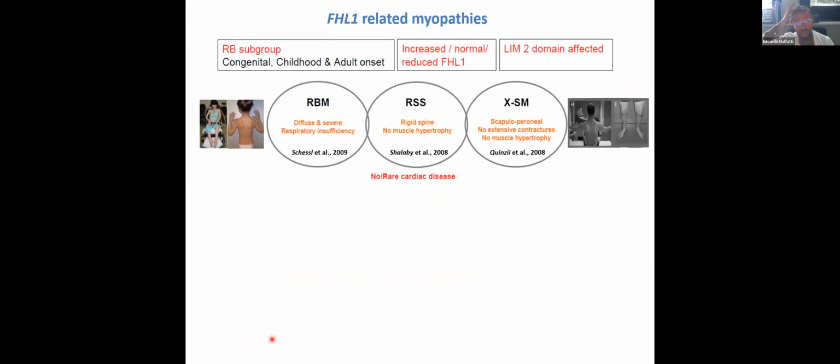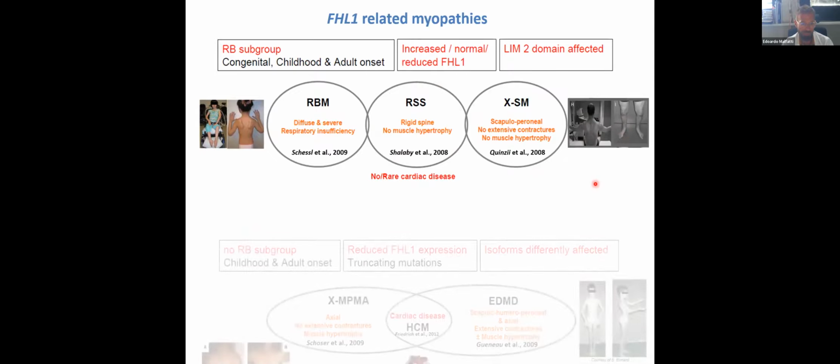What are these FHL1 related myopathies? We have different forms that have been described. The one with reducing bodies, which interests us particularly, is associated with diffuse and severe respiratory insufficiency. We have forms of rigid spine and forms that specifically affect the axial muscles with a scapuloperoneal phenotype, with distal involvement of the leg muscles.